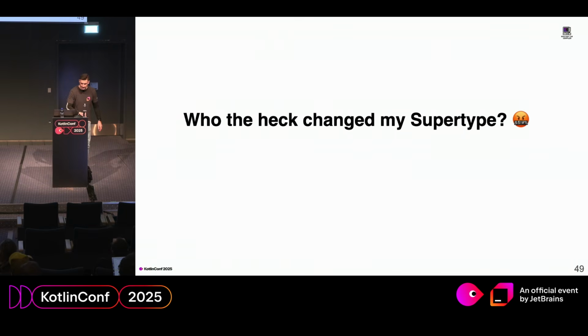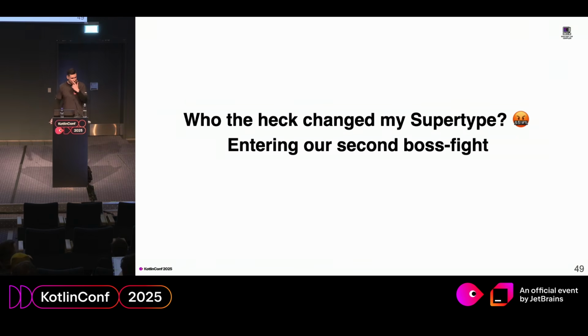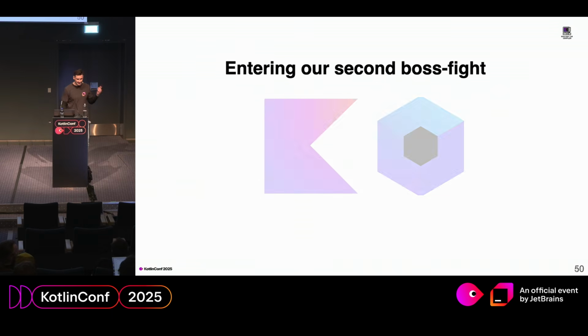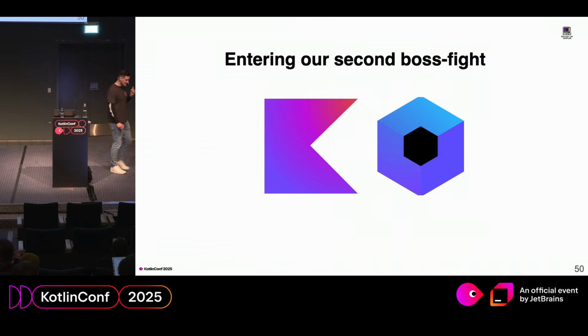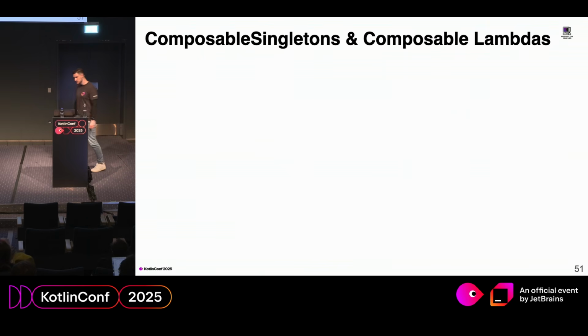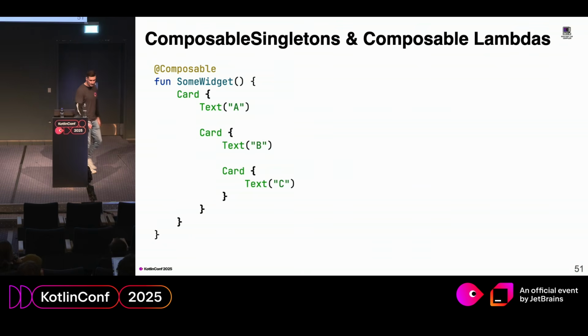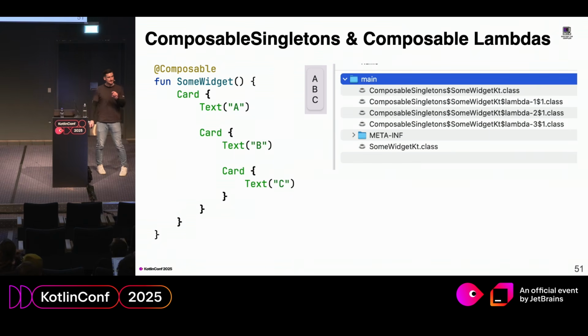and ask the question, who the heck changed my super type? So we focus on the second issue I found. And we need now to enter our second boss fight. We need to convince the Kotlin and the Compose compiler to actually emit bytecode which we can actually reload. And to understand the problem I've shown with this card and surface issue, I've come up with this really simple-looking UI, which is just a stack of cards nested in each other, and they render this A, B, and C text. The interesting part, however, lies in the build output.